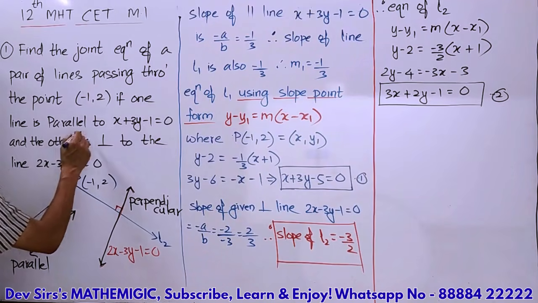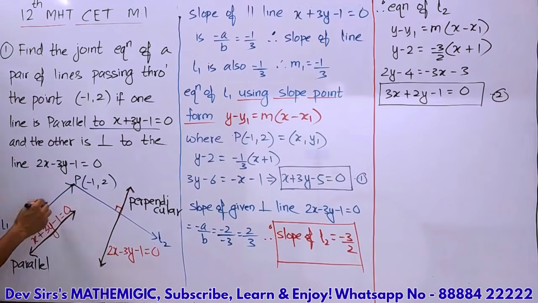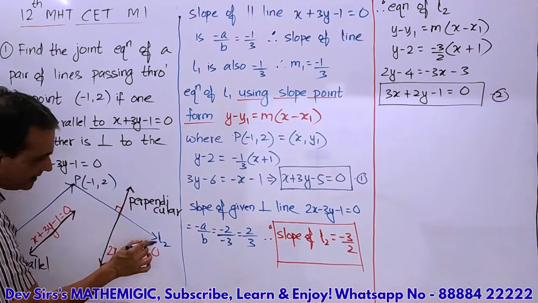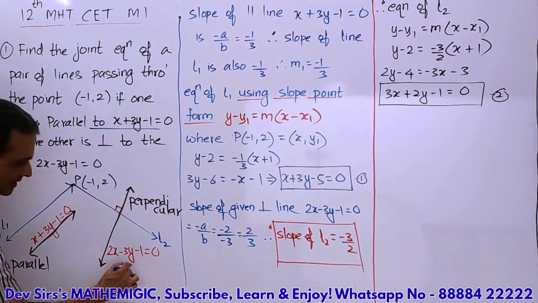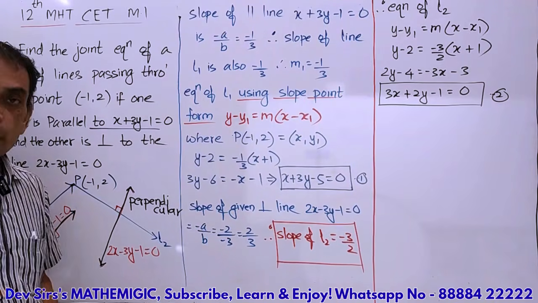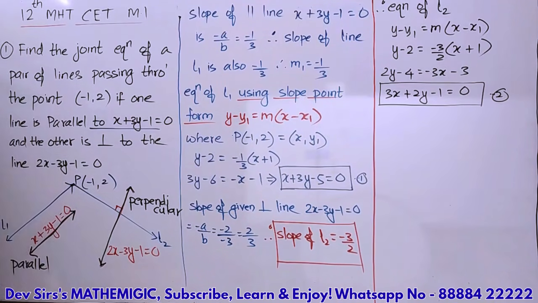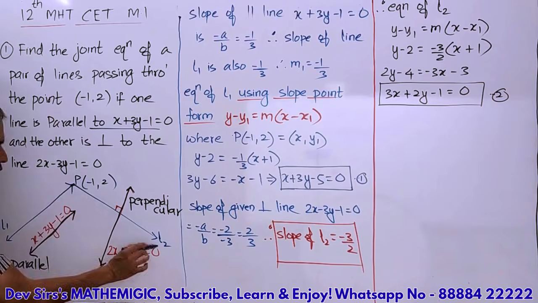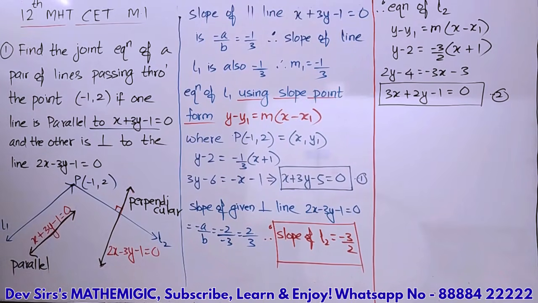It's given. One line is parallel to x plus 3y minus 1 equal to 0. That is a different line. And the second line is perpendicular to some other line which is also given. So L2 is perpendicular to 2x minus 3y minus 1. So these two parallel and perpendicular lines are already given. You have to find the combined equation of L1 and L2 passing through this point. That is the question. Now what is the method?